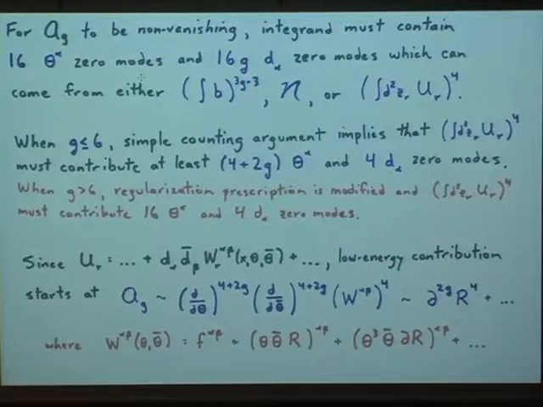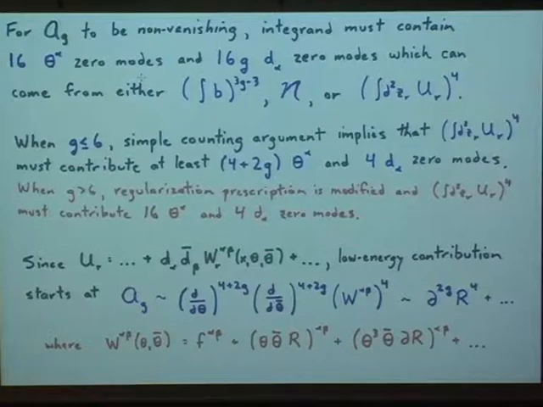So all of these zero modes must either come from the 3g minus 3 ghosts, from the regulator, or from the vertex operators. And now it just comes down to a counting argument. So when the genus is less than or equal to 6, and one does this counting argument, one finds that in order to get something with the appropriate number of zero modes, the vertex operators have to contribute at least this amount of theta alphas and this amount of D alphas. Now it's clear when g is greater than 6, this is not possible.